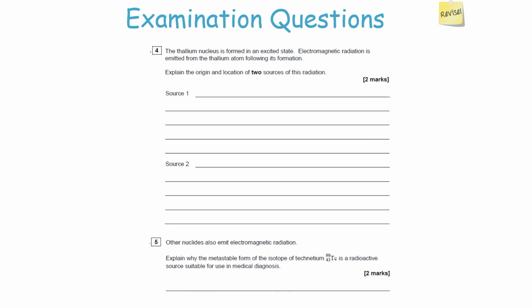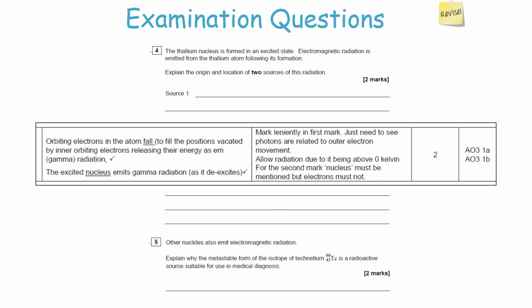Right, so let's have a look. You need to understand when electromagnetic radiation is emitted from an atom. It's important to say atom here, because that means it's not just the nucleus. So there are two sources of this radiation. Source one is when orbiting electrons fall from one energy level to another energy level and release electromagnetic radiation equal to the difference in the energy levels. Don't forget about that. And then secondly, an excited nucleus can also release gamma radiation, which is a type of electromagnetic radiation, when it is de-exciting, when it is just relaxing. So they're the two possible answers.